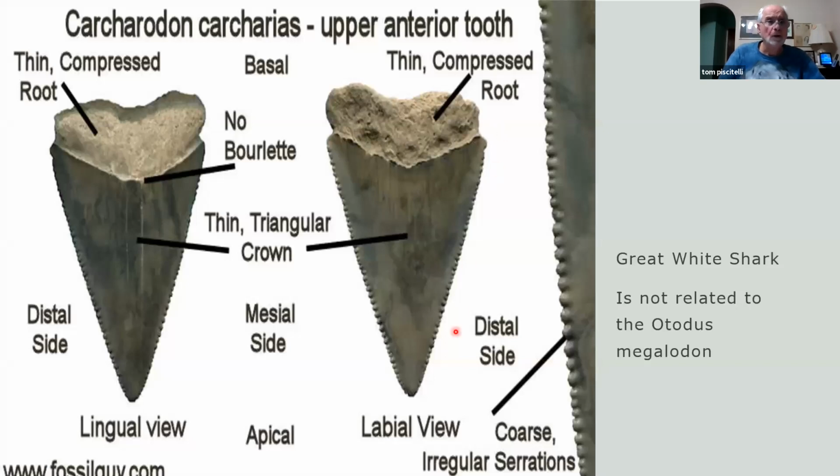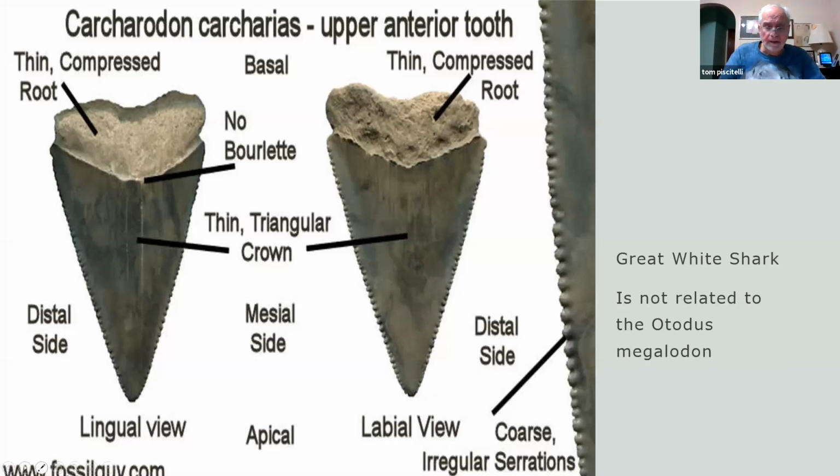This is the same tooth. Again, it's shown as labeled. Can you tell which is the lingual side and which is the labial side? Might be a little harder from this picture, but the lingual side, you can see the crown is kind of convex, or kind of rounded, whereas the labial side, which faces outward as if you were being attacked by the shark, is flatter.